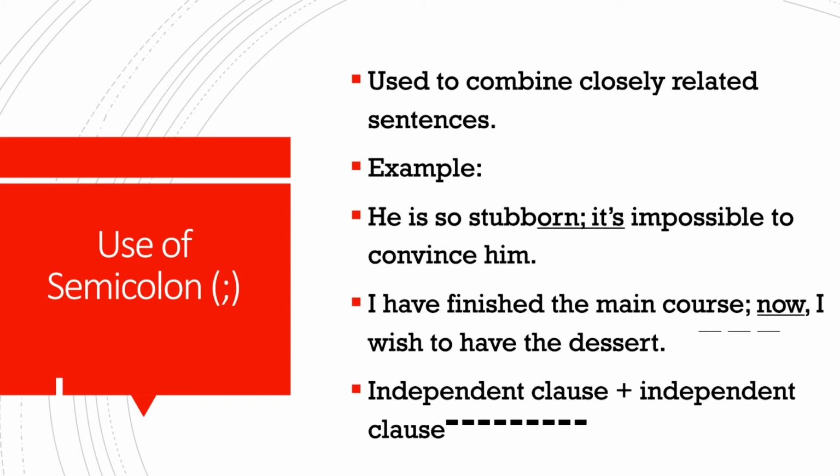For example, I have finished the main course. Now I wish to have the dessert. Here, the use of the semicolon between the two independent clauses helps to join these two sentences and shows the relationship between them. So, the use of the semicolon emphasizes that the ideas are connected. Though it's not used too much, its use will help you to write clearly and efficiently.